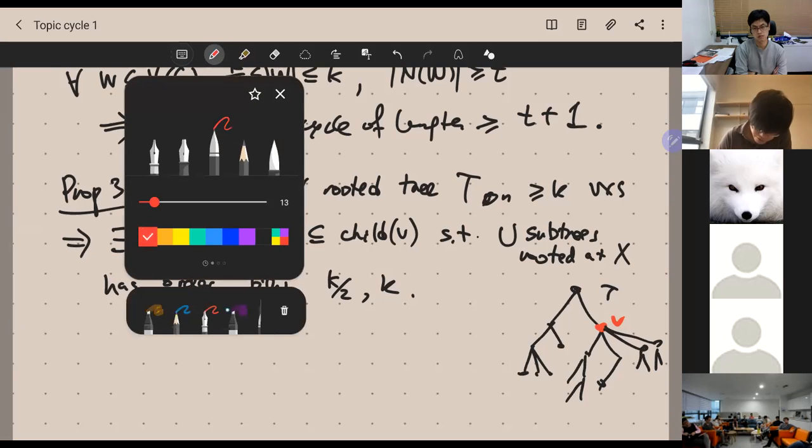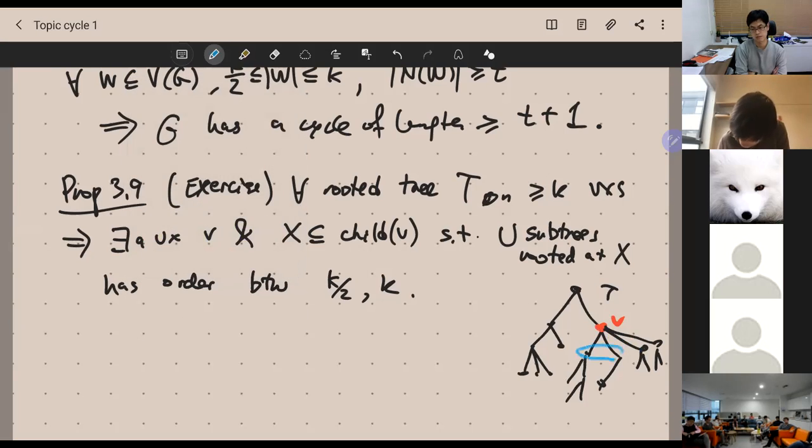And a subset of it, let's call it X, such that if you take the union of the subtrees rooted here at X, which is a subset of the children of a single vertex, then the union of this blue blob has size between K over 2 and K. I leave it as a simple exercise. Basically, you just go down along the root and try to see when you can find such a vertex.